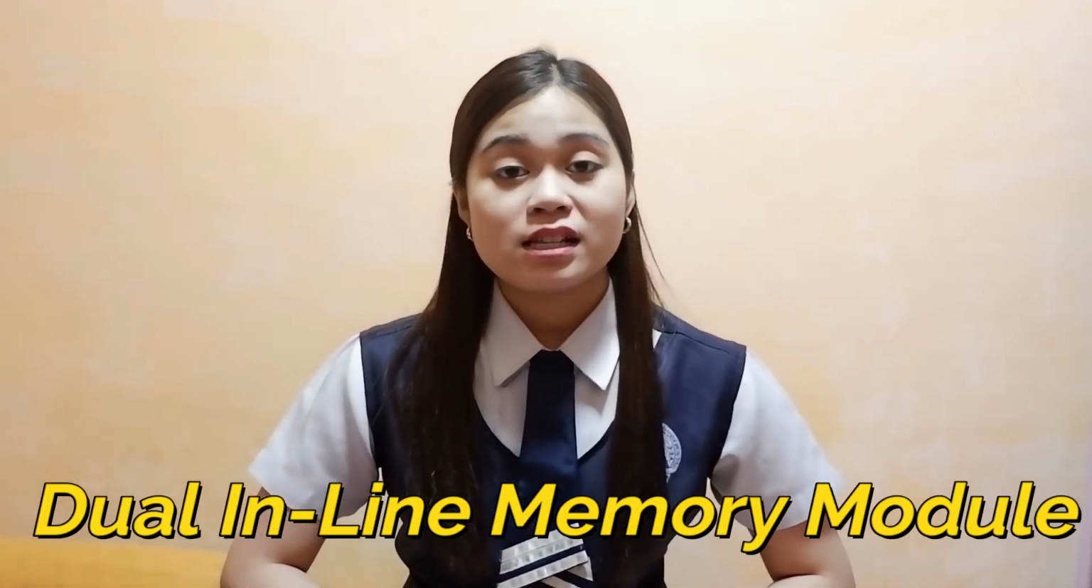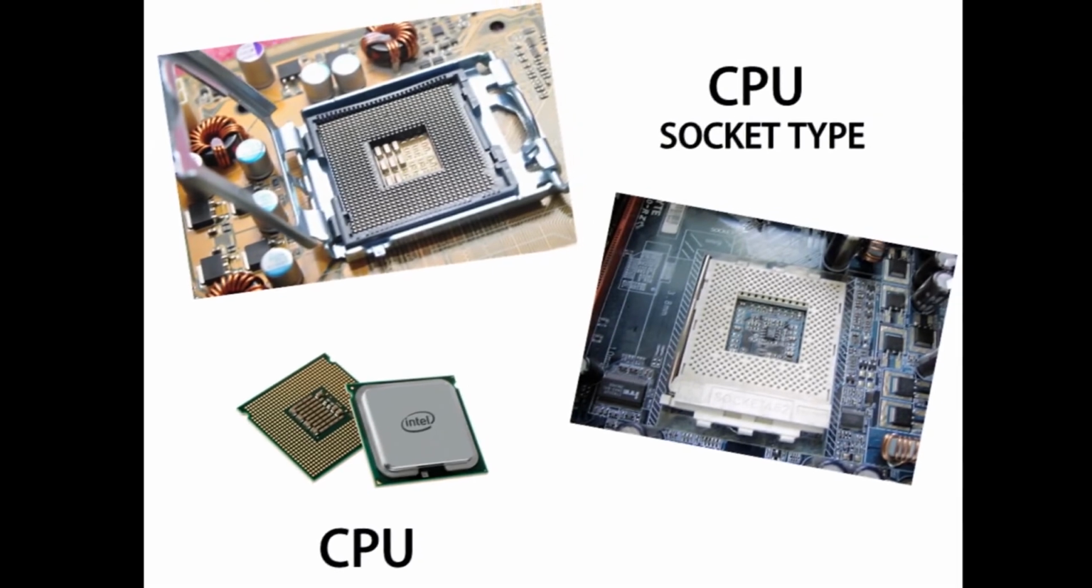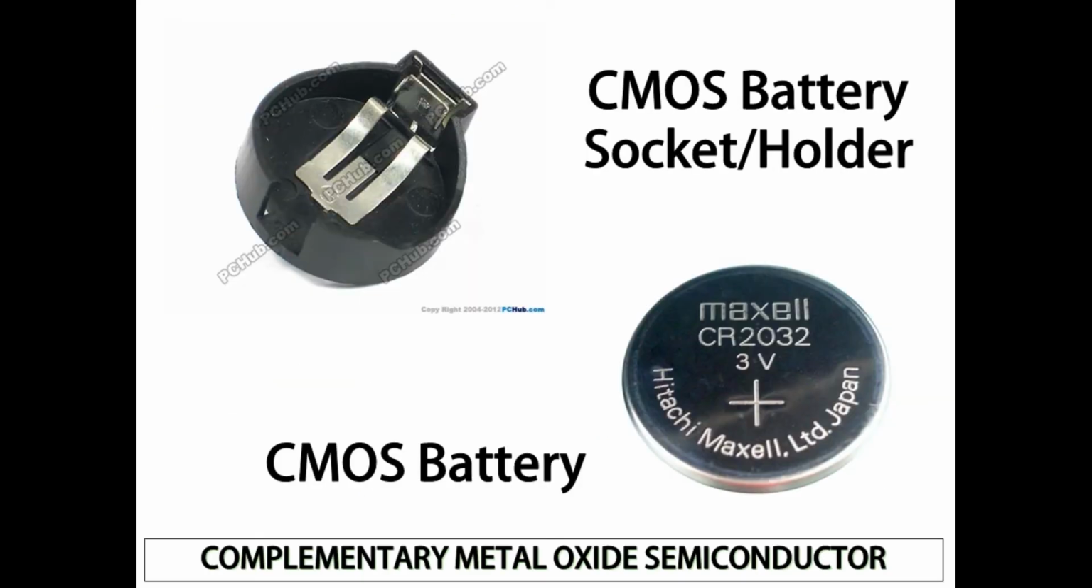Simulan niya palitan yung Single Inline Memory slot kasi mas nakakapag-offer siya ng high data flow and give more options sa mga user kasi meron siyang DDR1 to DDR4. Kaya kung mas mataas yung bibilin mo, mas maganda yung ibibigay niya sa'yo na mga features or options, mas mabilis siya. Ganun. The following are the most common sockets found in the motherboard. The CPU socket where the CPU itself is inserted, and the CMOS slot where the CMOS battery that is replaced after it has worn out.